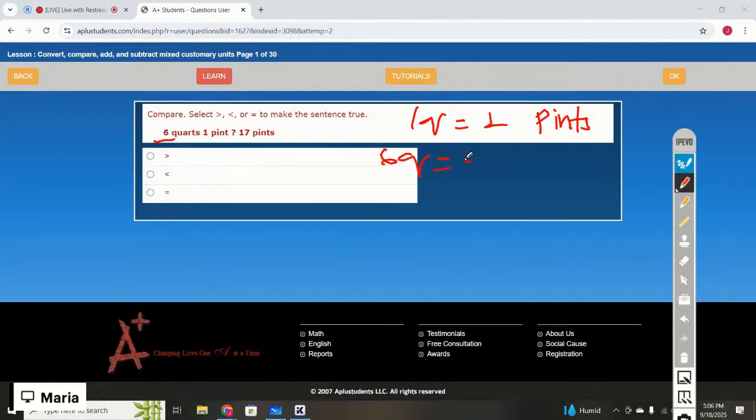Now 6 quarts equals 2 times 6, that is 12 pints. We have 1 pint here, so 12 plus 1 is 13 pints, and you need to compare 13 pints to 17. So 13 is less than 17. That means 6 quarts 1 pint is less than 17 pints. Less it is. Option number 2 is the correct option.